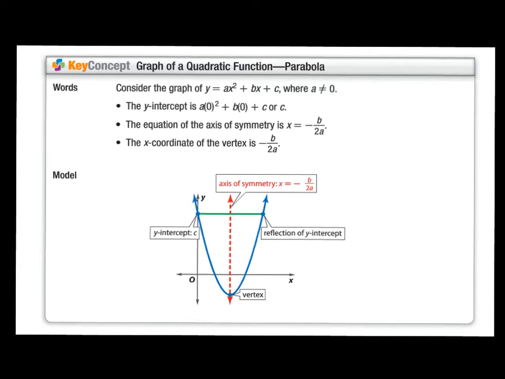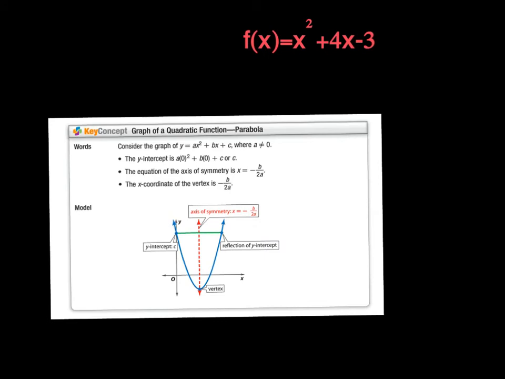Now, when we graph quadratics, we can always make a table of values like we did previously, but it's also helpful to have some formulas that we can use to find the axis of symmetry or x-coordinates, so that we can graph a different way than just finding the table of values. So let's do an example. We have f of x equals x squared plus 4x minus 3.